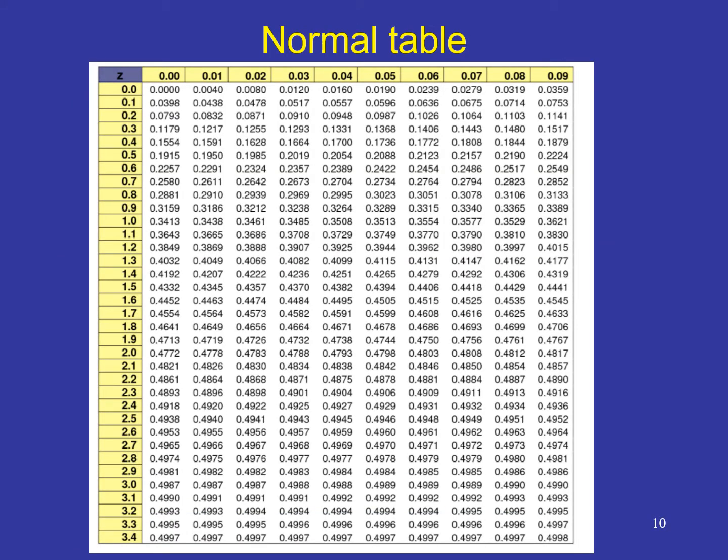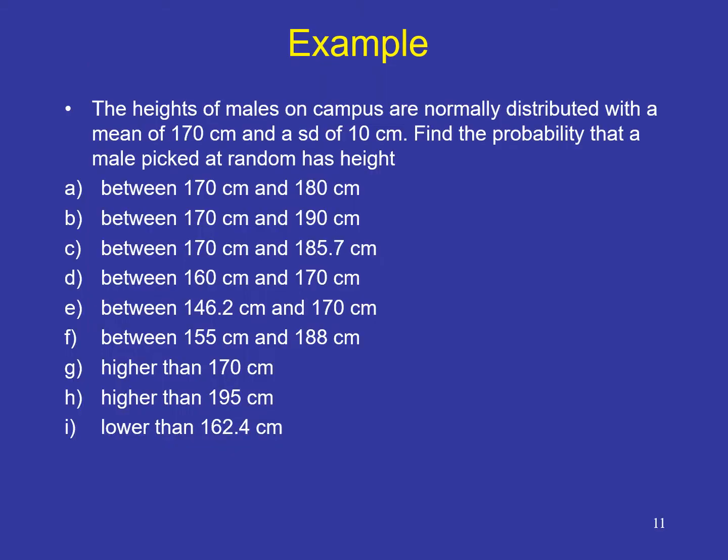So that's the full normal table. As I mentioned, we can use this to find the probabilities of values being within a certain number of standard deviations of the mean. Let's have a look at some examples.